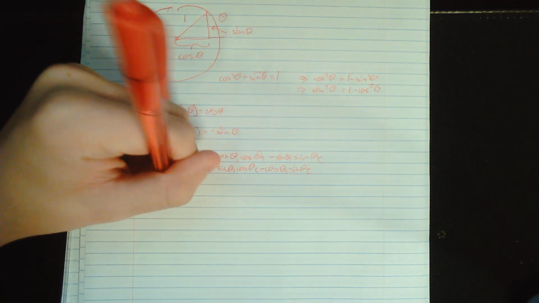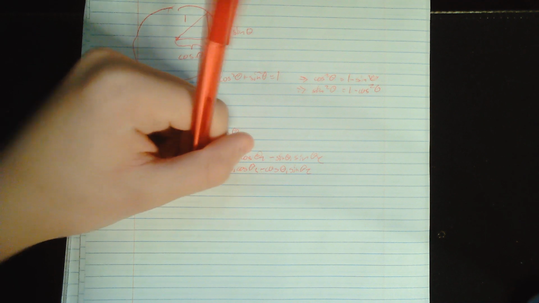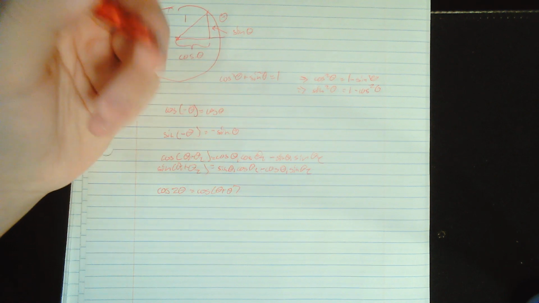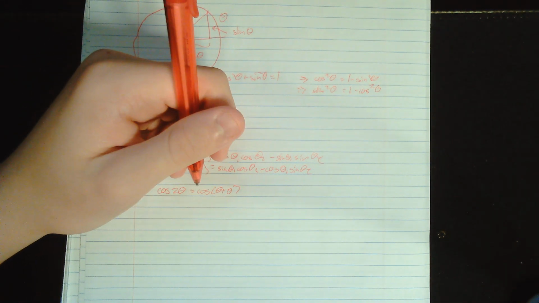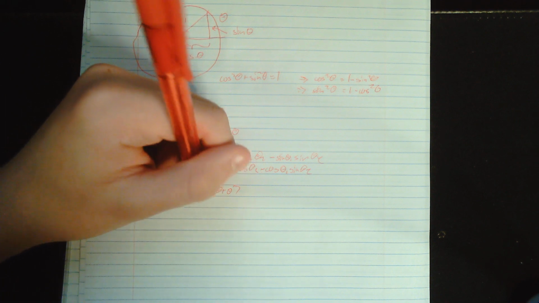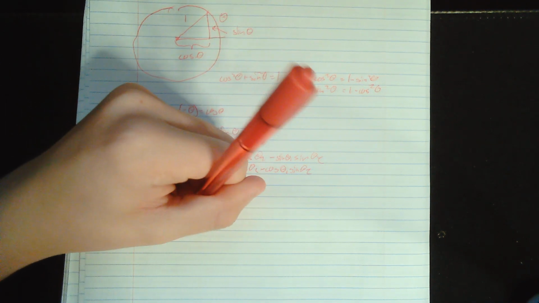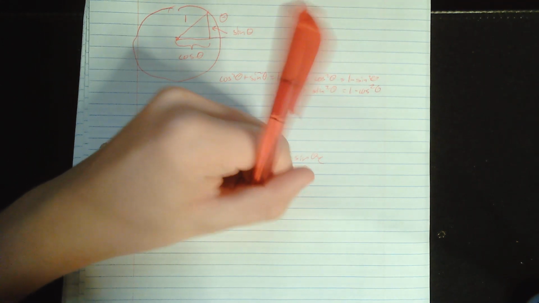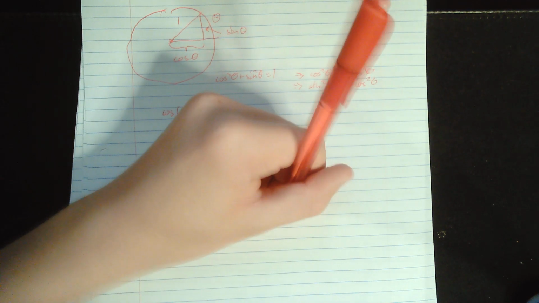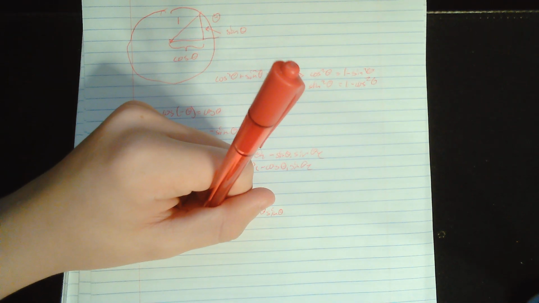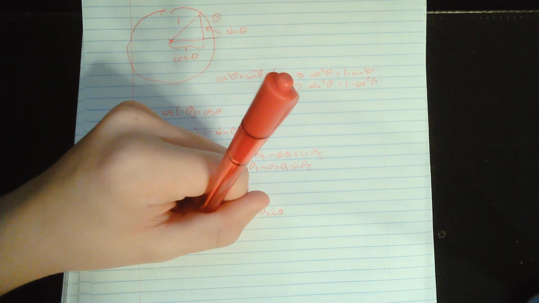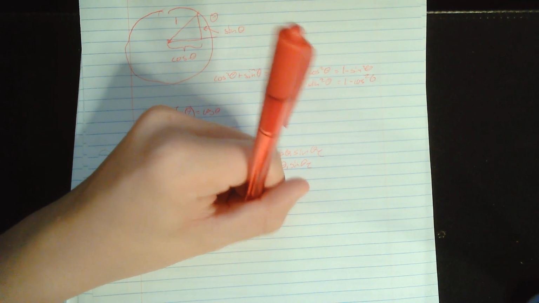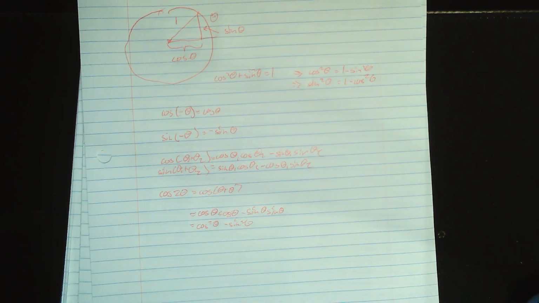So, we can say that the cosine of 2 theta is equal to the cosine of theta plus theta. We know that from just general knowledge. Now, we can replace cos of theta plus theta with cosine of theta cosine of theta minus sine of theta sine of theta. So, in other words, the cosine squared of theta minus the sine squared of theta. That's basically what this means.